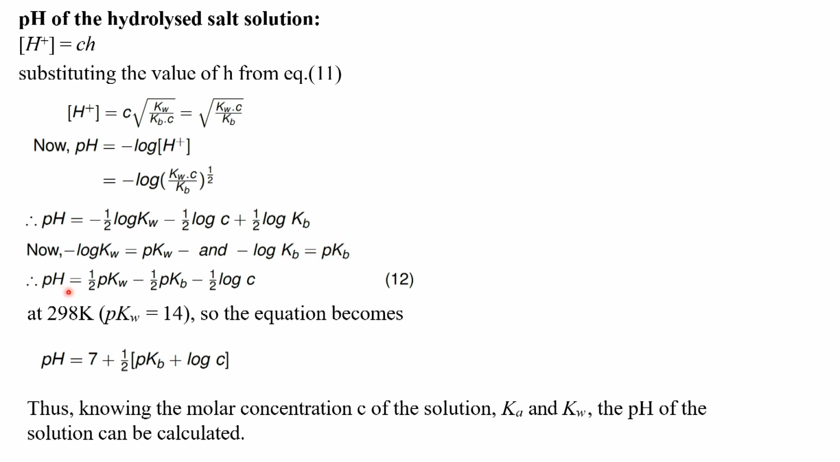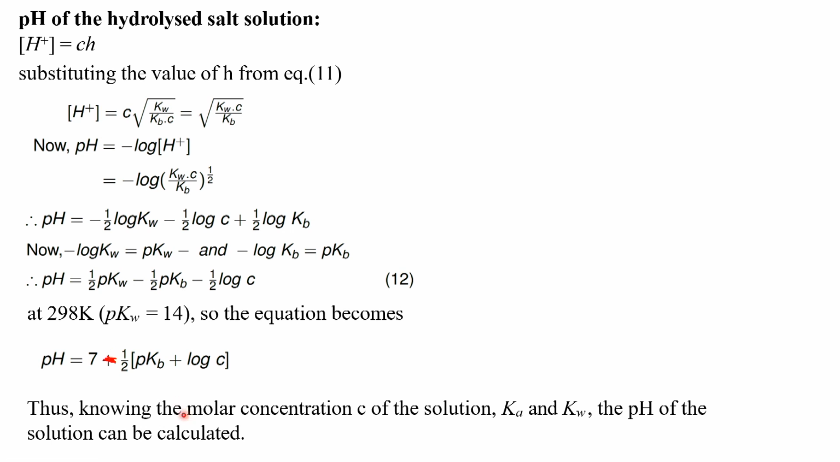So we get pH is half pKw minus half pKb minus half log C. Now at 298 K, pKw is 14, so the equation becomes pH is half times 14 again like before, so half times 14 means 7, plus half pKb plus half log C. So this will be your minus sign here, not plus.